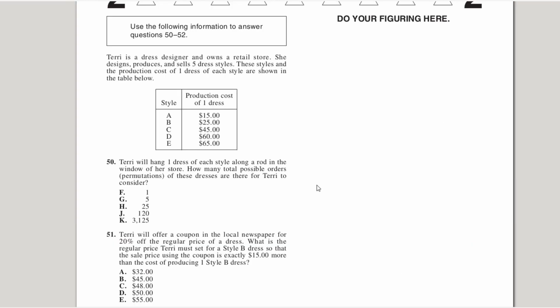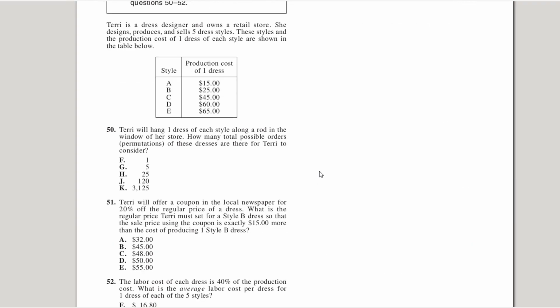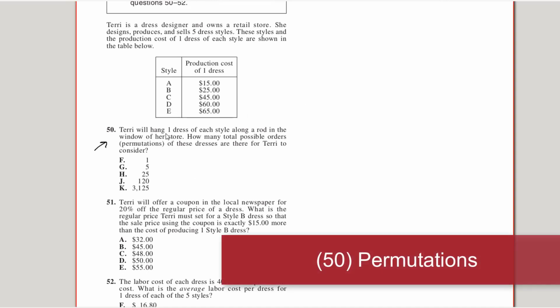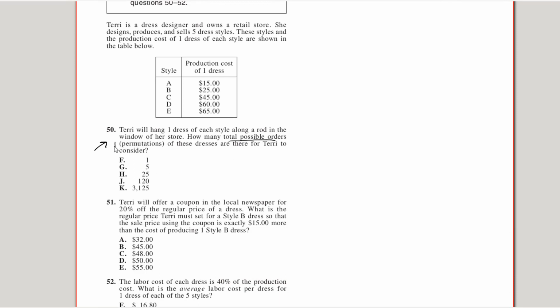Questions 50 through 52 are going to make use of the information in this table. Let's go ahead and just look at the question for number 50. It says, Terry will hang one dress of each style along a rod in the window of her store. How many total possible orders, permutations, we see the word permutation, of these dresses are there for Terry to consider? So we're given that this is a permutation. We have a rod here. She's going to hang 5 different styles of dresses on this rack, on this rod, and we want to know how many different orders could she arrange this.